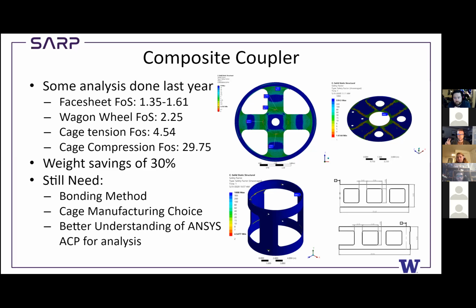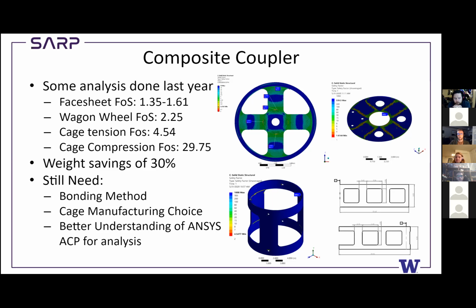The wagon wheel, as they call it, is the aluminum insert in the bulkhead, and that had a factor of safety of 2.25. And that's a very reliable one because it's aluminum, we're used to that. And cage tension had a factor of safety of 4.54 from the parachute load, and compression had a factor of safety of almost 30. So we're good on buckling if we use the composite coupler. And altogether, it ended up saving 30% of the weight of the coupler. So it's something really worth pursuing in this year or the next year if we get around to it.